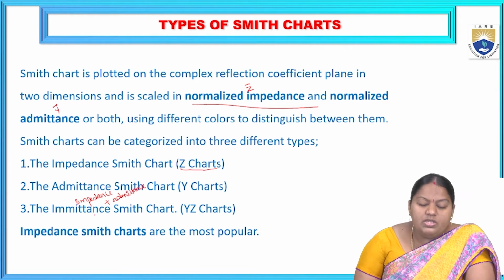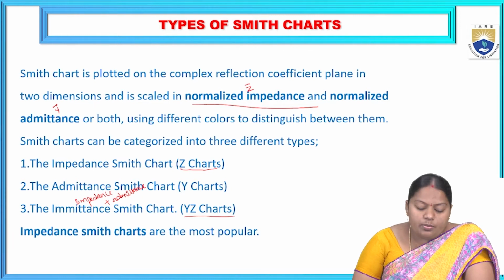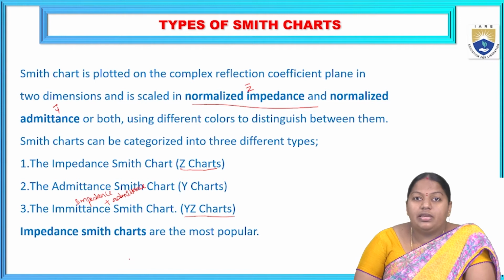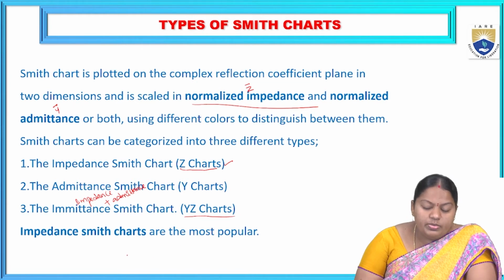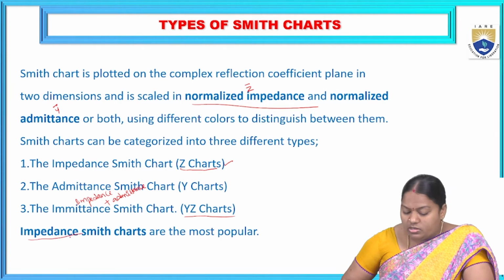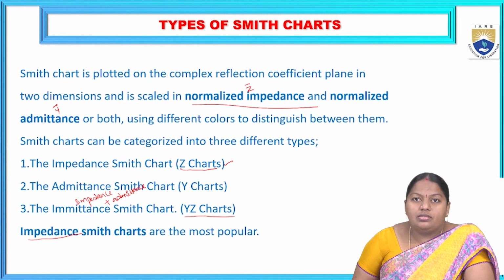Right? So impedance means it is a combination of impedance plus admittance, and the charts are called collectively YZ charts. There are basically three different kinds of Smith charts available: impedance charts, which are simply called Z charts, admittance charts, which are called Y charts, and along with these, the combined YZ charts. Generally, the most popular Smith chart is based upon impedance only. Hence impedance Smith charts are most popular nowadays.